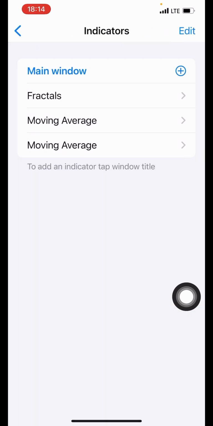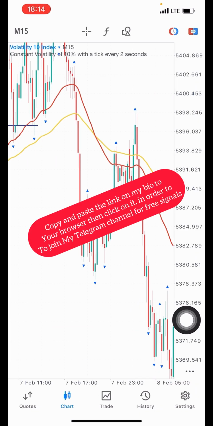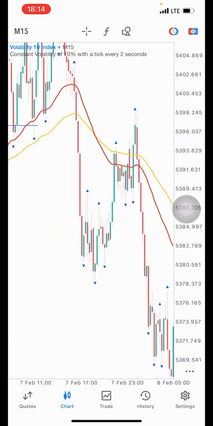Then next we have the second moving average here. So you click on this plus icon again, you search for your moving average. For this one, you are going to make the period 50, shift is 0, method is exponential, apply to close. The level, you leave it as it is. Time frame is all time frame. The style, you make it color red, 3 pixel, you click on done. So that's all you need to do for the settings. Once you have set everything correctly as I've explained, you are going to have a screen like this.